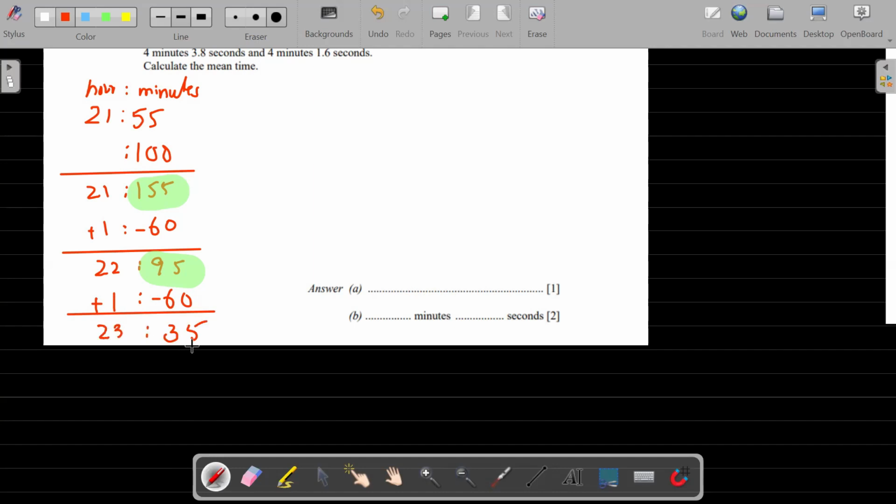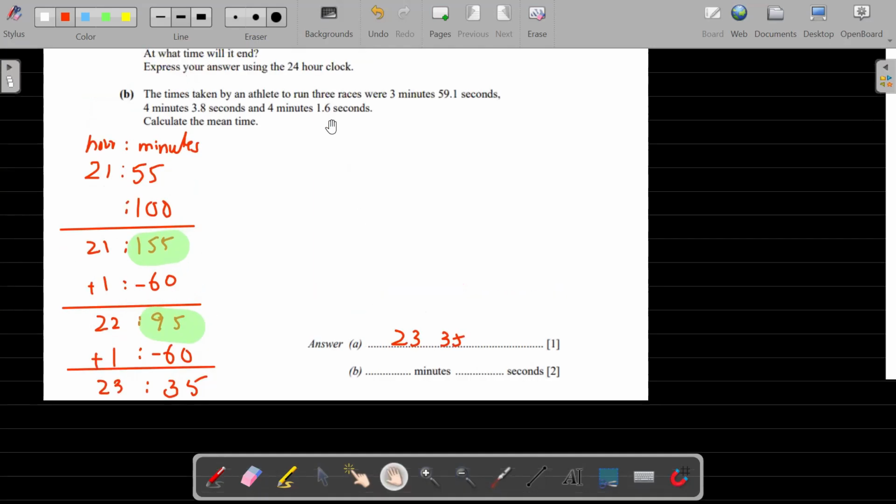Now that seems quite fine. The minute section is less than 60 and the R section is less than 24 as well. Okay, so that is my answer. 23:35. It will end at 23:35. Okay, let's do the next part.